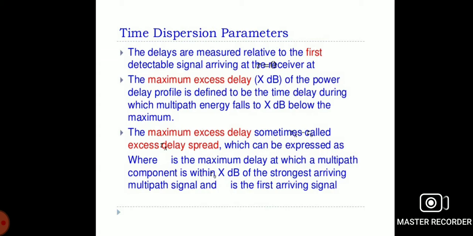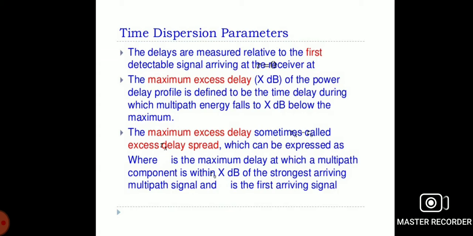Now the time delay in which the multipath energy falls to x decibels below the maximum value is defined as the maximum excess delay. Okay, we can understand: that is the time delay in which the multipath energy falls to x dB. The maximum value is defined as the maximum excess delay.